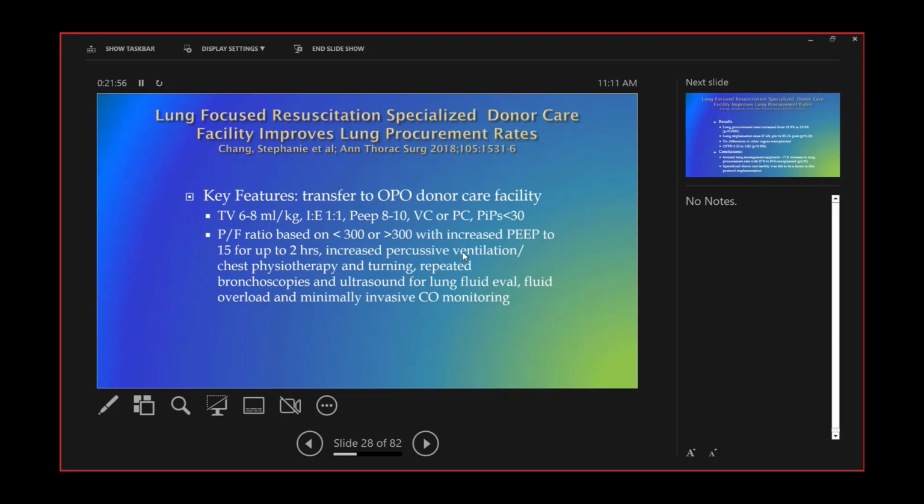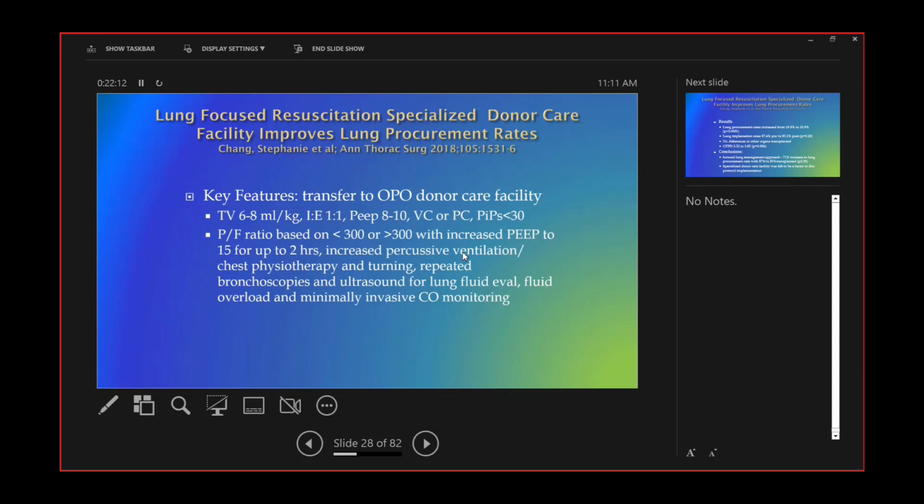And they used the 6 to 8 per kilo tidal volume, I:E of 1 to 1, PEEPs of 8 to 10. They would either use volume control or pressure control and kept their PIPs less than 30. Their PF ratio then determined what they did next. If it was greater than 300, they just left them as is.